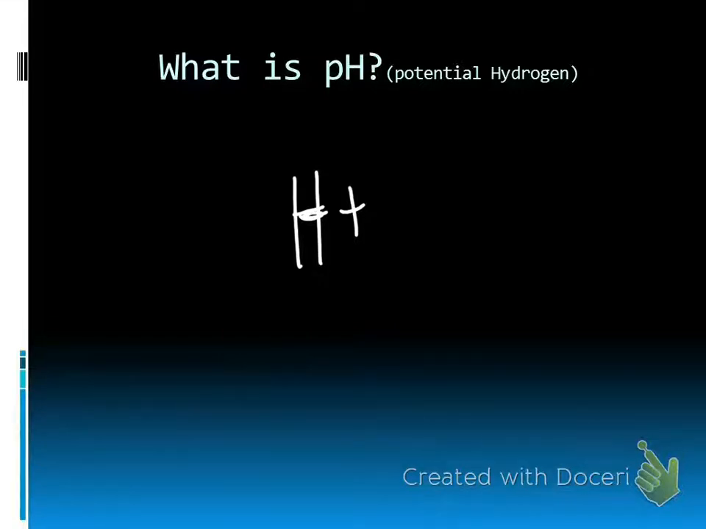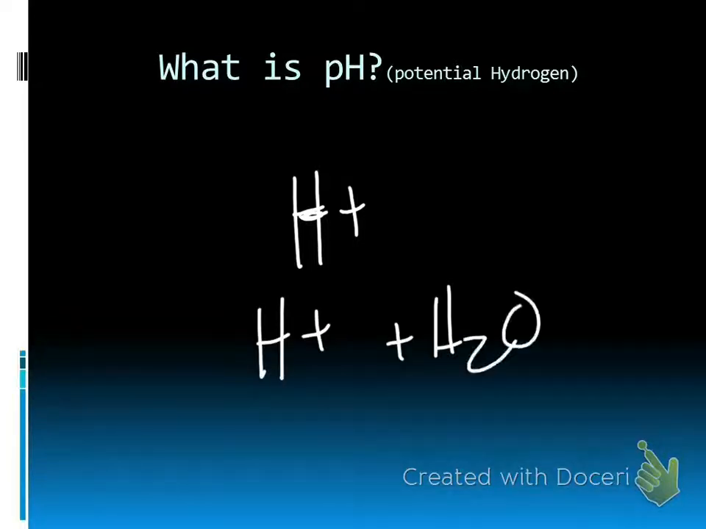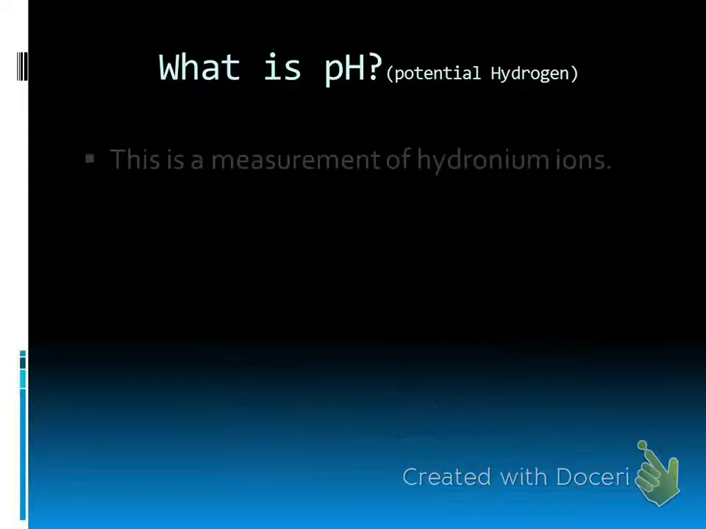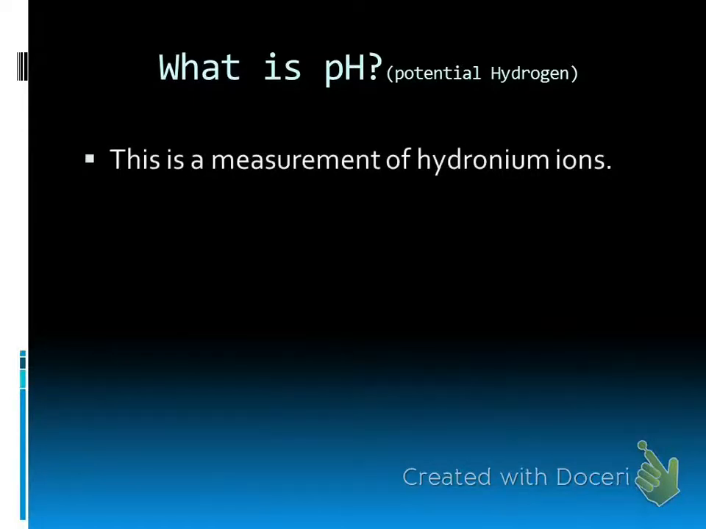solution unattached. So when we talk about something that's acidic, if we have hydrogen ions in a solution with water, water's going to scoop up that hydrogen ion and form something called a hydronium ion. It's a hydronium ion because it has that extra hydrogen and so it has a charge. So pH is a measurement of hydronium ions. How many do you have in solution?